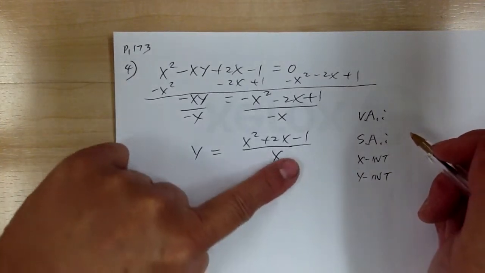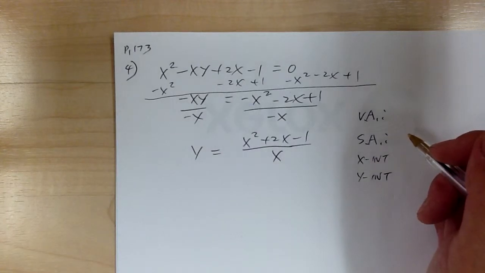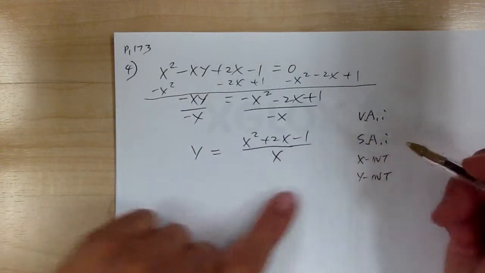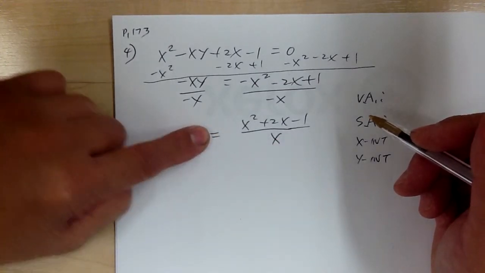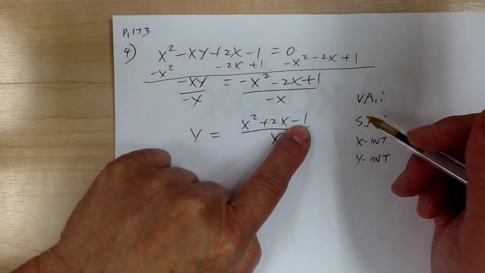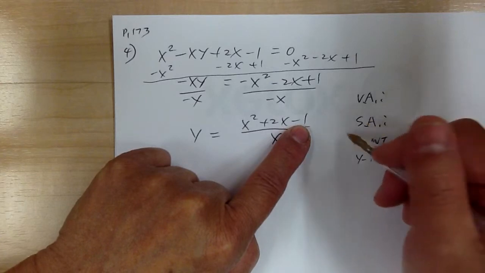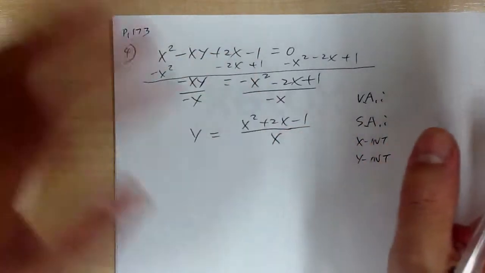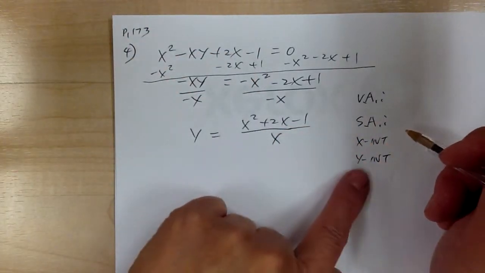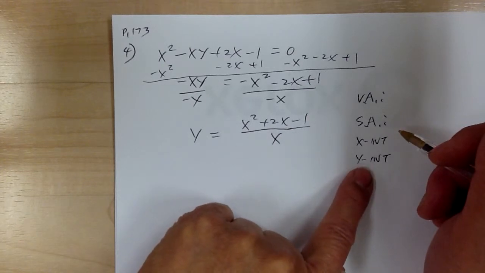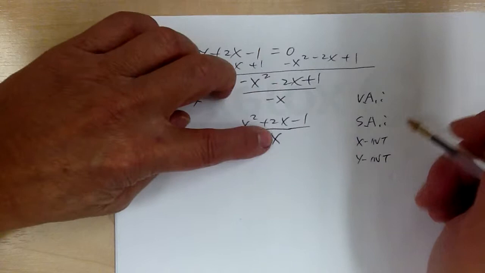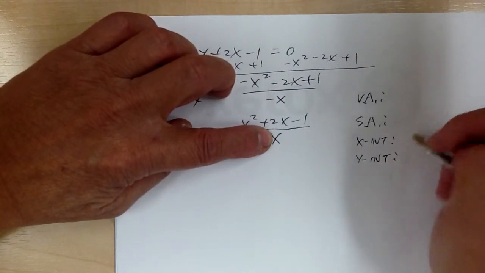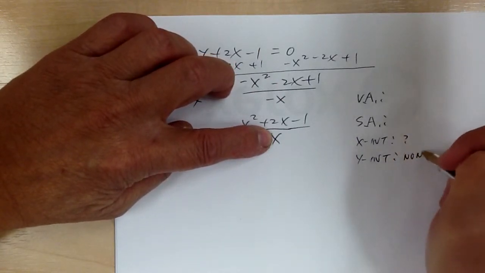So I'm going to do the x-intercept. This one is kind of hard to figure out, because the x-intercept is when you set y equal to 0. So you cross multiply, and x squared plus 2x minus 1 is equal to 0. This is not factorable, so you're going to get some yucky number. Don't waste time trying to figure it out if it's not obvious. So let's do the y-intercept. When you set x equal to 0, you have negative 1 over 0, which you cannot do, so it should be none.